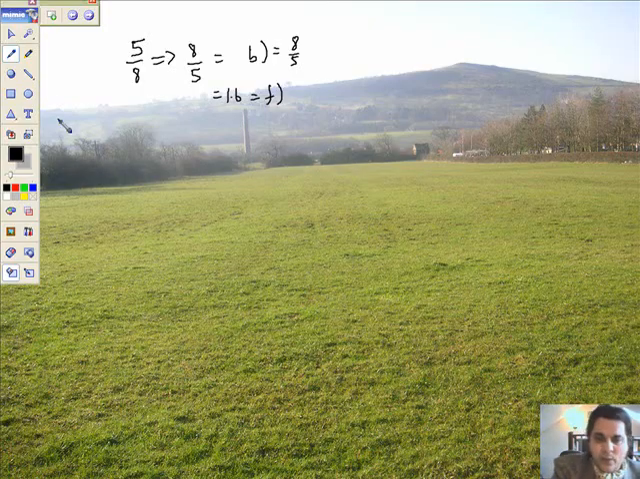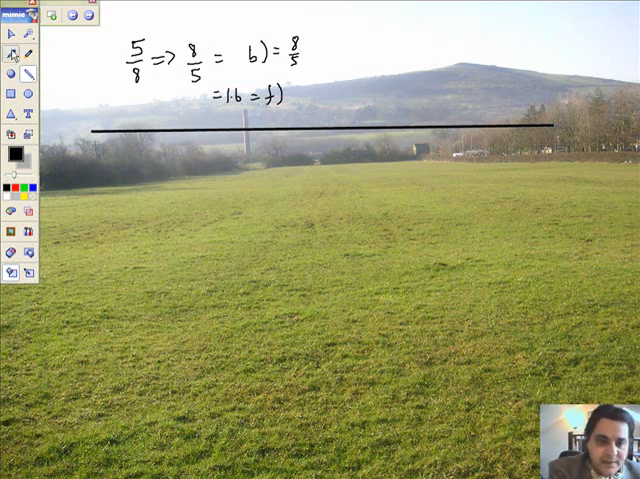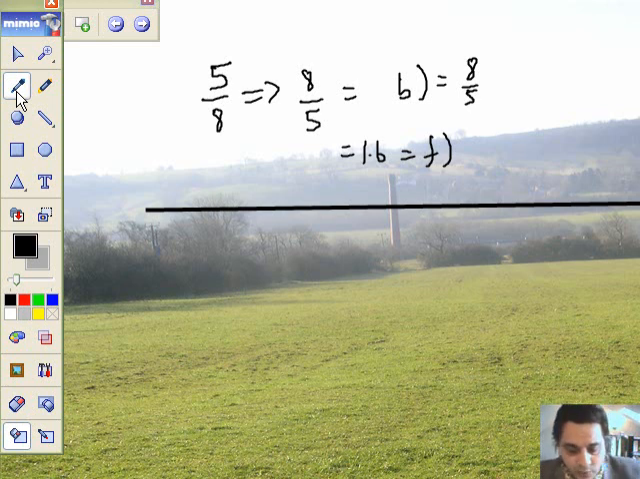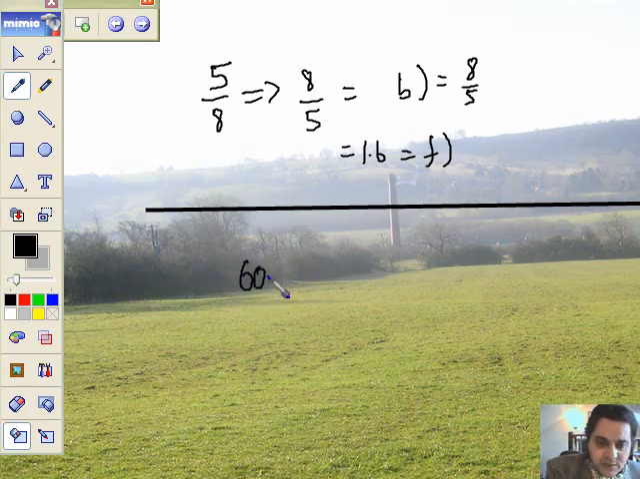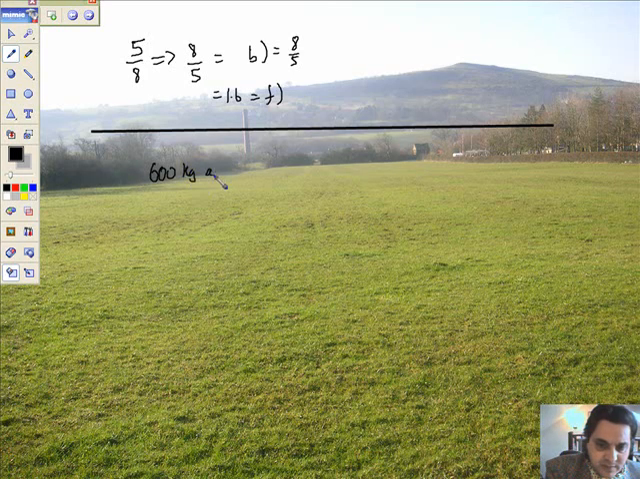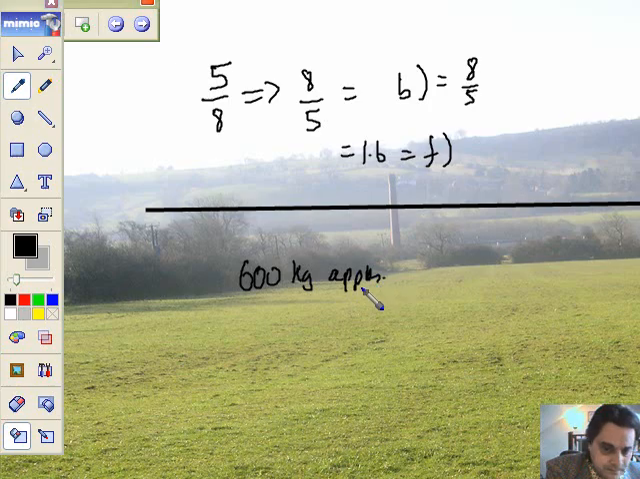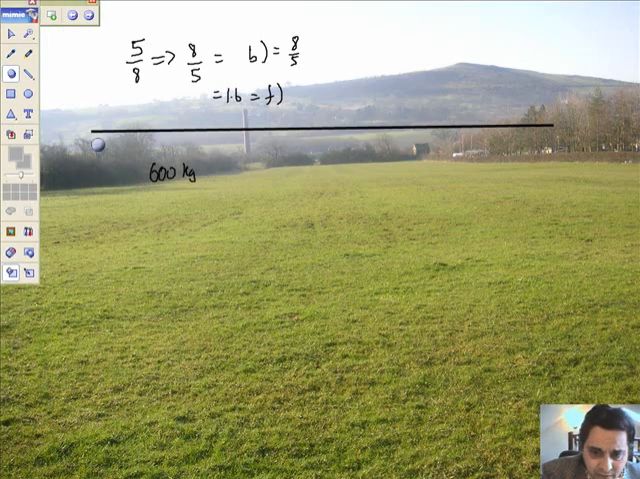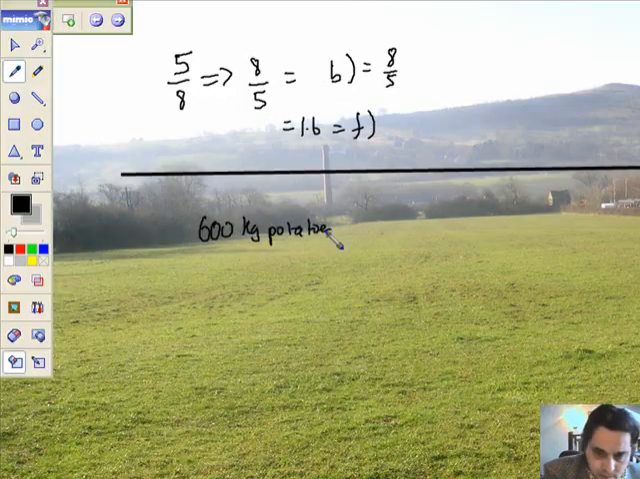Right, I fancy the AQA question. Don't know why. Let's just do it, and that'll be fine. So the AQA exam style question is a bit involved. It says a supermarket sells 600 kilos of potatoes. Right, so I've got 600 kilograms of potatoes. Are there apples somewhere?